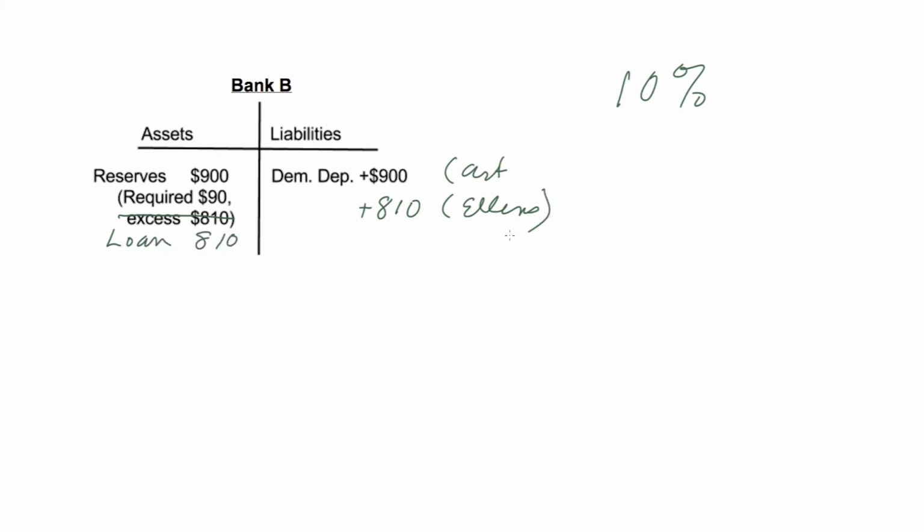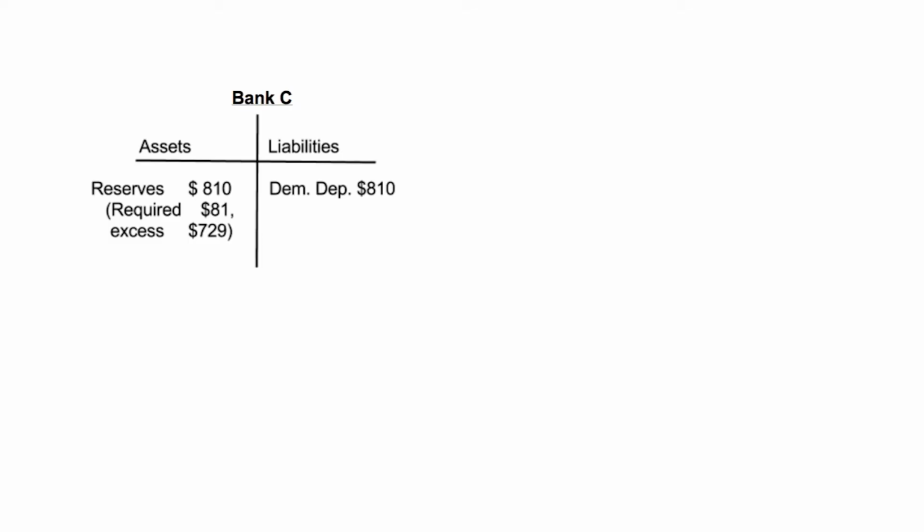Ellen has made a purchase at Clark's Carpeting. Clark receives his $810 either as a check or it's transferred into his account, and he's at Bank C. Now let's take a look at Bank C's T account. It shows a demand deposit of $810, and this represents the deposit that was made by Clark.